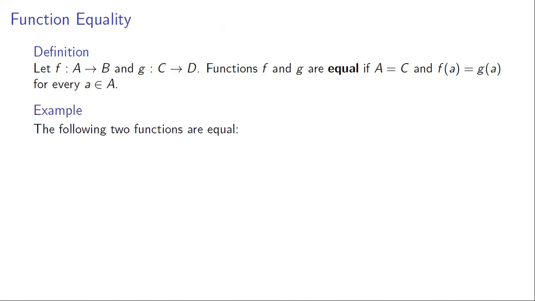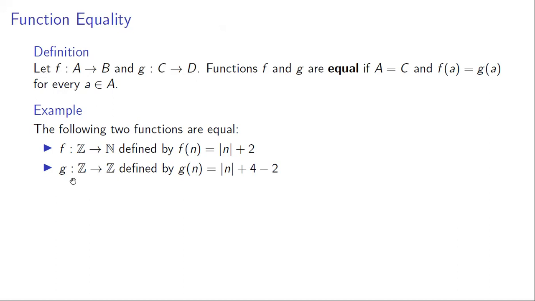So for example, the following two functions are equal. Here we have a function F from the set of integers to the set of natural numbers, defined by the rule F of n equals absolute value of n plus 2. We've seen this before. Here's another function, which we'll call G. Here it's a function from Z to Z.